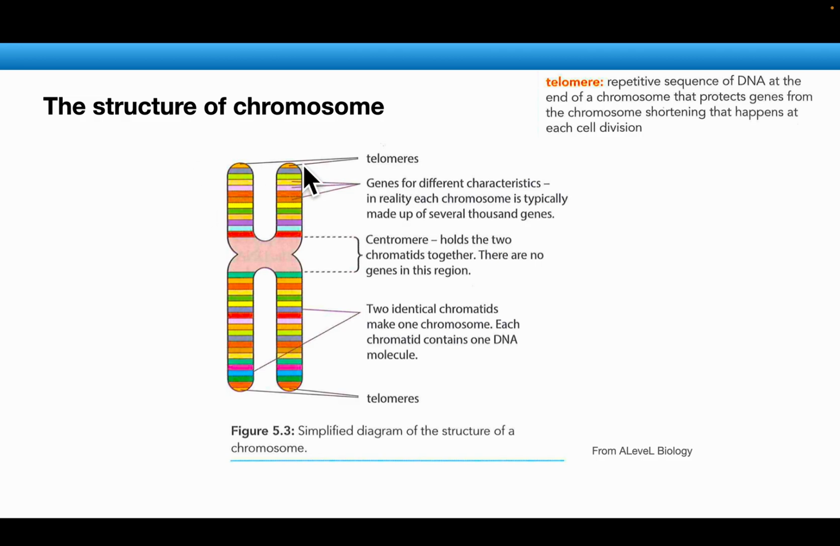Telomeres are functionless but repetitive sequences of DNA at the end of the chromosome that protect genes from the chromosome shortening that happens at cell division. So these telomeres are functionless, but they are very useful. These are genes for different characteristics. They are very useful, so they are functional genes. And this is a centromere. The centromere holds the 2 chromatids together, so we know that a chromosome consists of 2 chromatids.